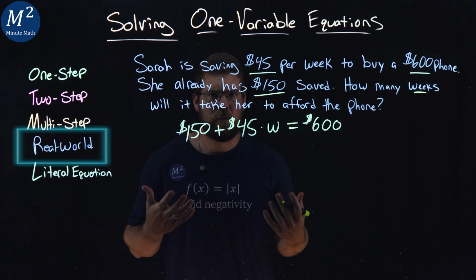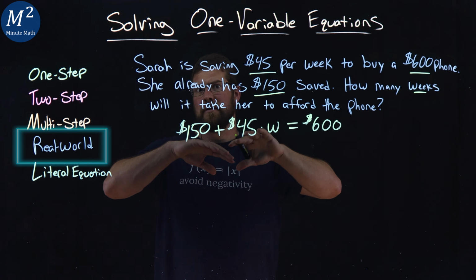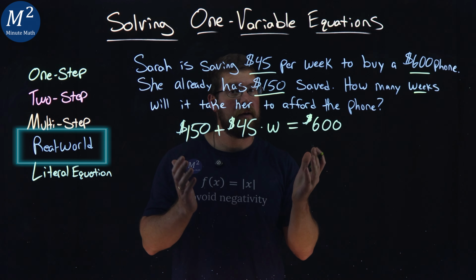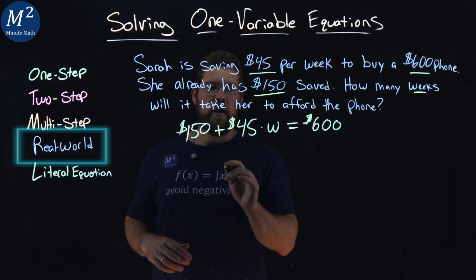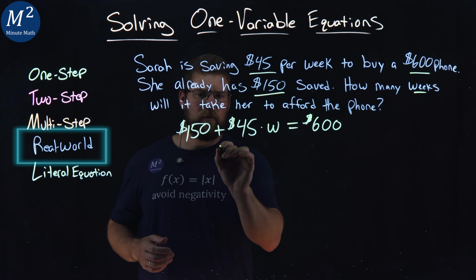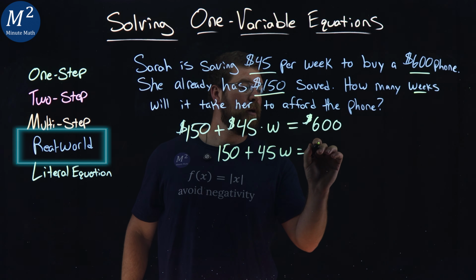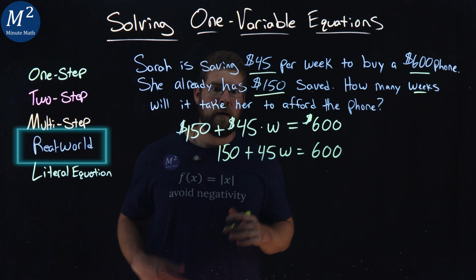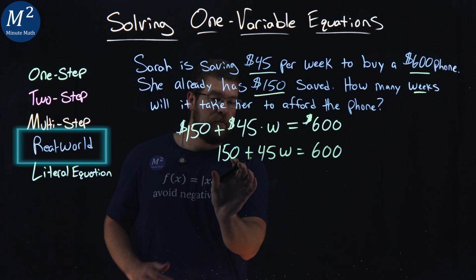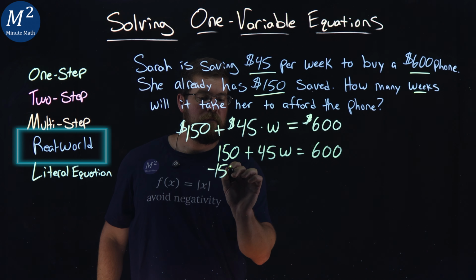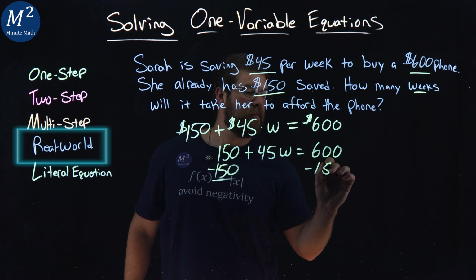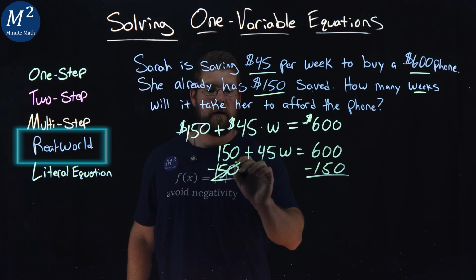So now we want to solve this equation. And now it's just like every other equation we're solving. Once we've created the equation, we're just solving it. We can get rid of the dollar signs if it's easier to read. We have 150 plus 45w equals 600. Well, I want to get w by itself. So I'm first going to subtract 150 from both sides of the equation.